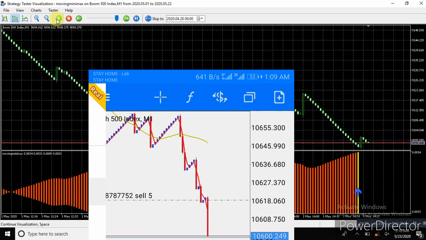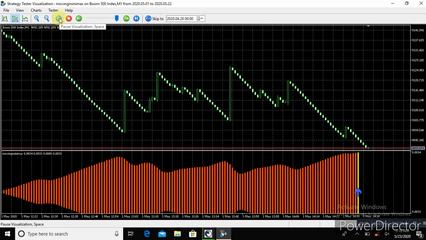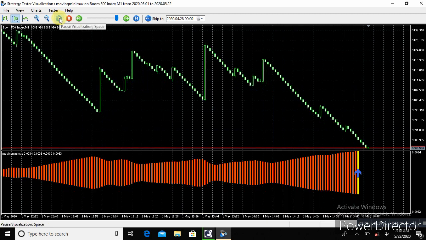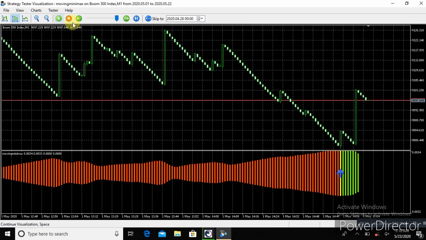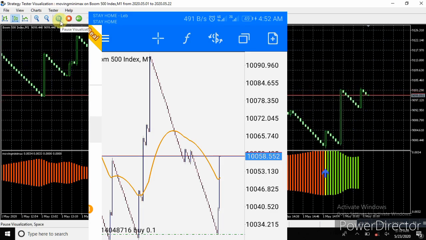Look here, 3 candles, arrow, just now see how the spike comes. Look here, just count 8 candles. Look here, spike. Look here, spike. Look here, how many spikes.